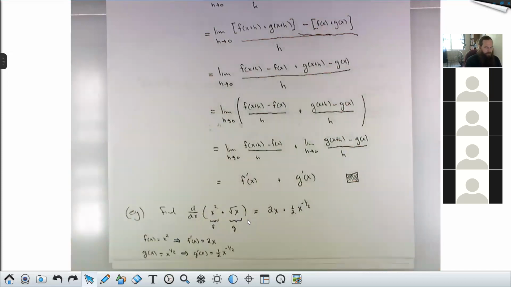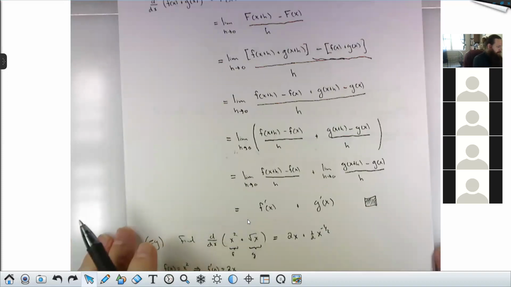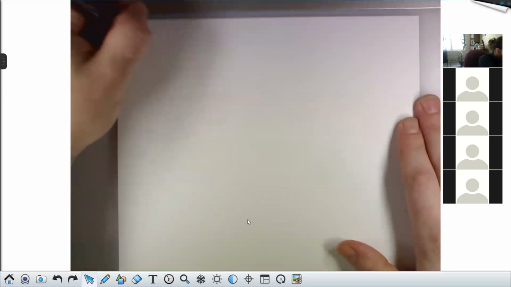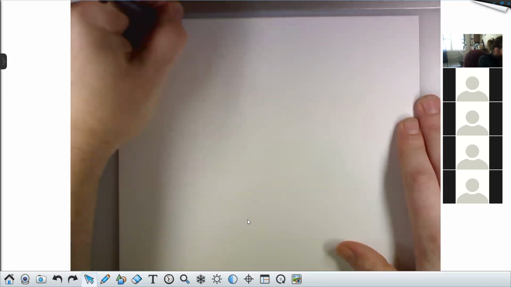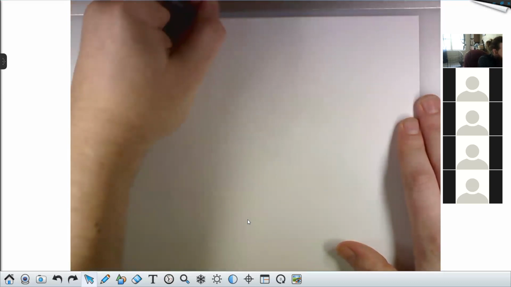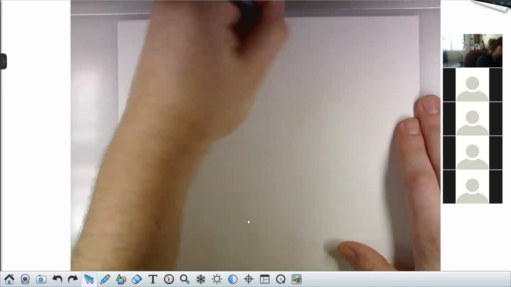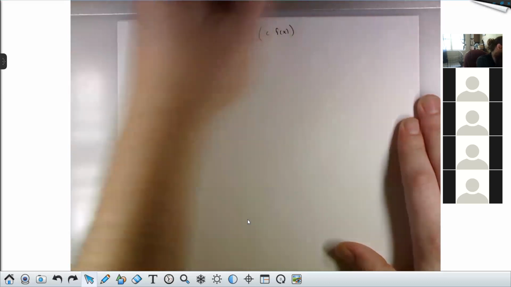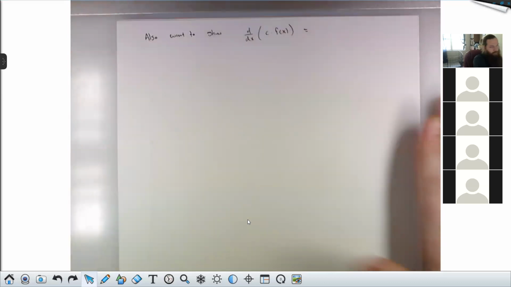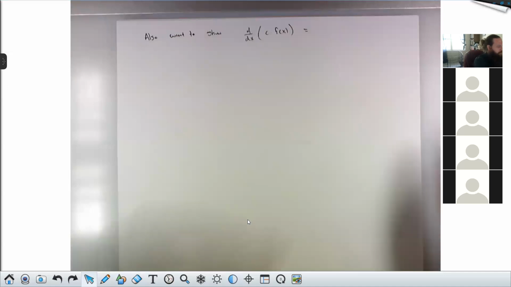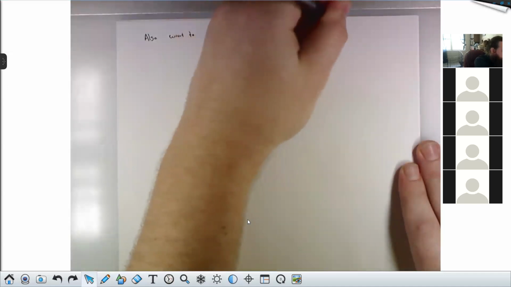This property that you can split up over sums, together with the other property, which we'll prove here, together those two things are called linearity. It means the derivative is a linear operator. So the other thing we need to prove here, we also want to show that the derivative of a constant times your function is equal to the constant times the derivative of your function, which would be c times f primed of x.